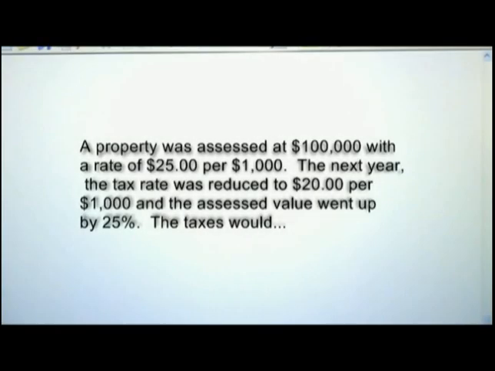A property was assessed at $100,000 with a rate of $25 per 1,000. The next year, the tax rate was reduced to $20 per 1,000, and the assessed value went up by 25%. So we're trying to see what happens to the taxes if we change these two variables. We need to do a T for each year. The first year, we know that the property was assessed at $100,000. So that's our assessed value.